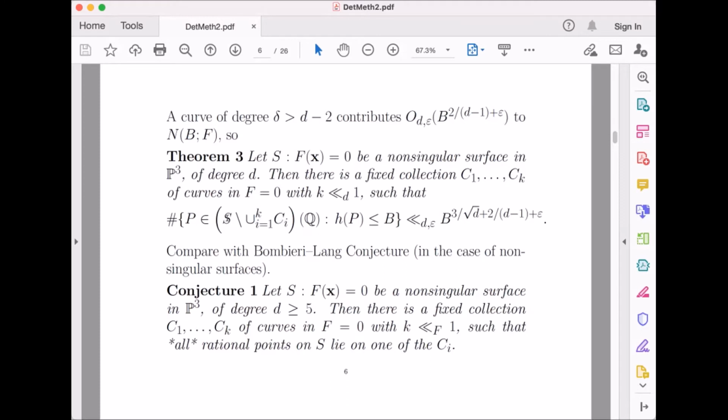And then if we exclude these curves from the surface, so we look at S minus all these curves, and we count rational points P that are in S but not in any of these curves, with height at most B, well, they'll have to lie on curves of degree delta bigger than d minus 2. Each of those curves has at most B to the 2 over d minus 1 plus epsilon points. And the previous theorem told us that there are at most B to the 3 over root d such auxiliary curves to worry about.